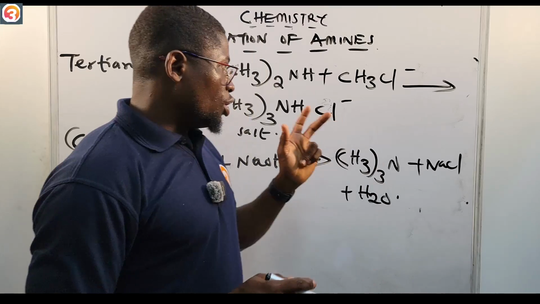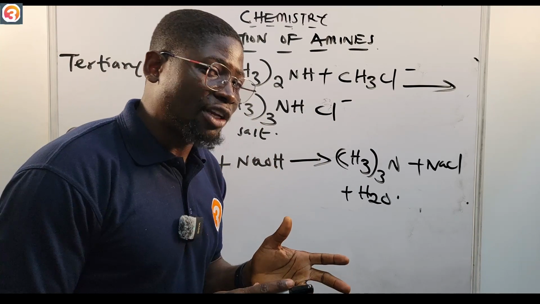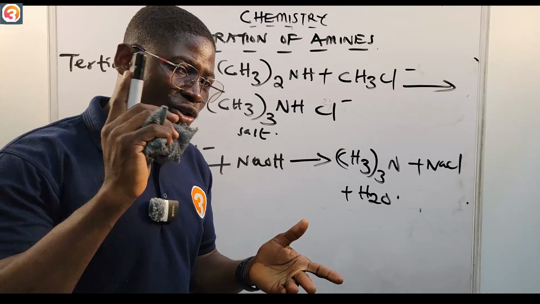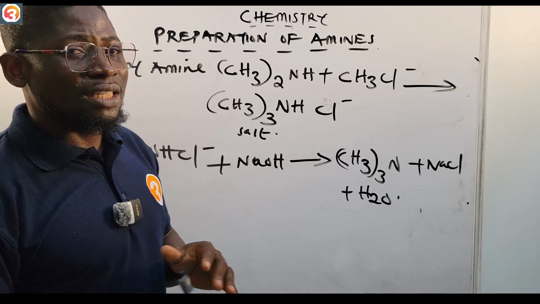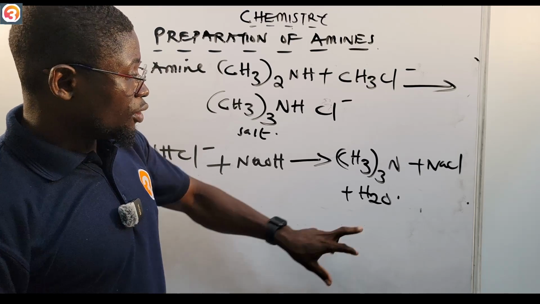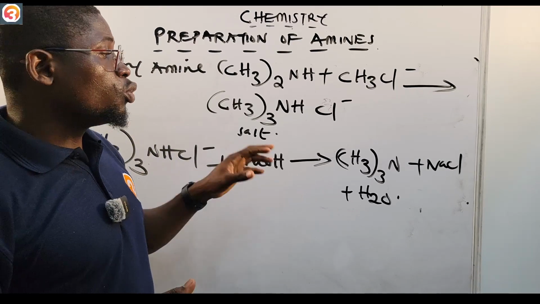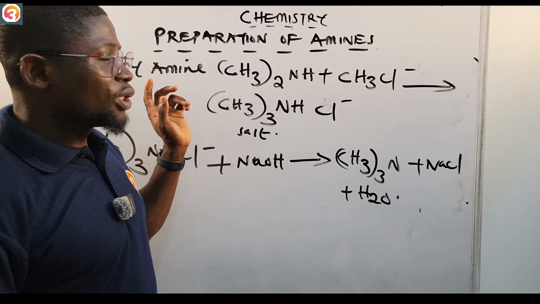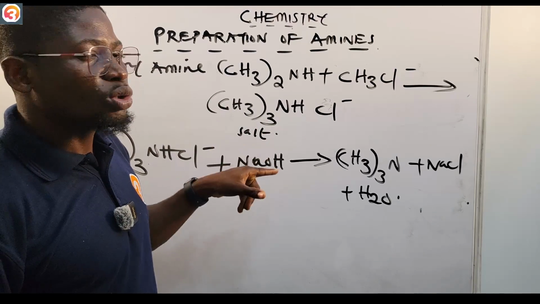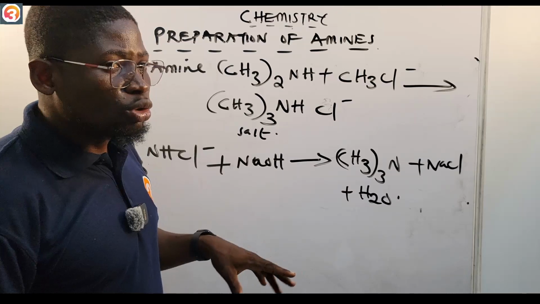Also for secondary amine, you must use ethanol as solvent. For tertiary amine, you must use ethanol as solvent. The reason why I'm using ethanol as solvent is because of water. We do not want water to compete with ammonia in this reaction, because water also has lone pairs of electrons. We do not want competition.